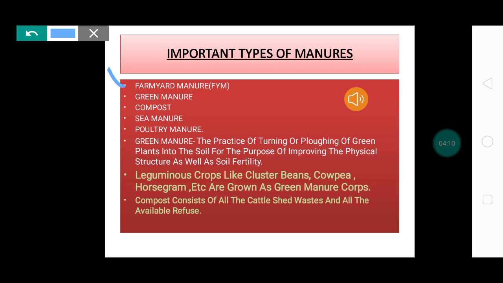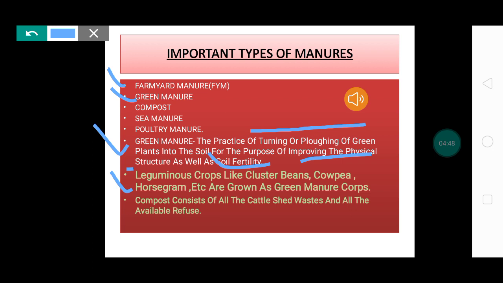Next one is green manure. What does it mean? Green manure is the turning or plowing of green plants into the soil for what purpose? For improving the physical structure as well as soil fertility. This is what green manure is. Now, how is green manure prepared? You can take the example of leguminous crops like cluster beans, cow peas, and horse gram. They are grown as green manures.